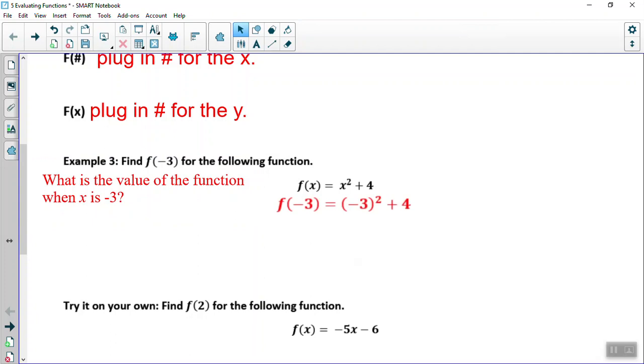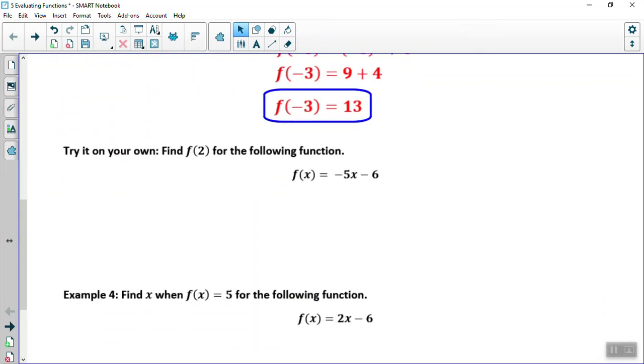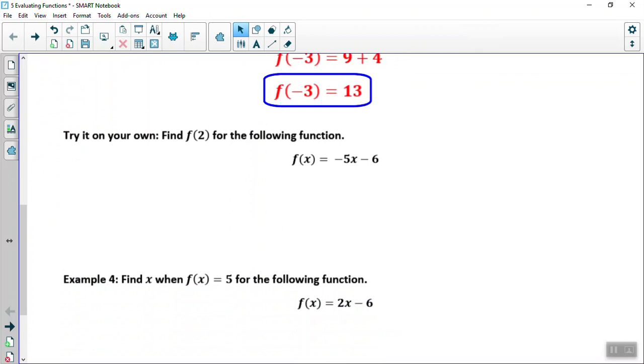I'm going to write f of -3 is equal to (-3) squared plus 4. Don't forget to put this into parentheses, because when you go to put it into your calculator, it's going to come out wrong. If we were to show all of our work, we would say, okay, -3 squared is 9, and then 9 plus 4 is 13. And so the value of the function when x is -3 is 13. And that's our answer. Now I want you to try this one here on your own. Go ahead and pause the video now.